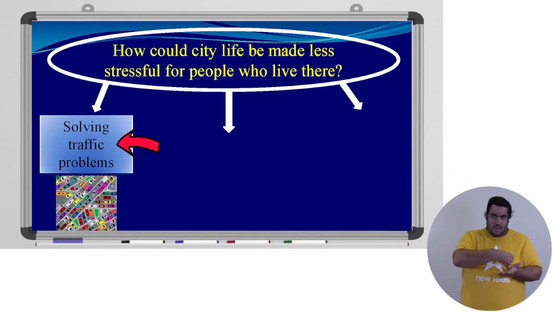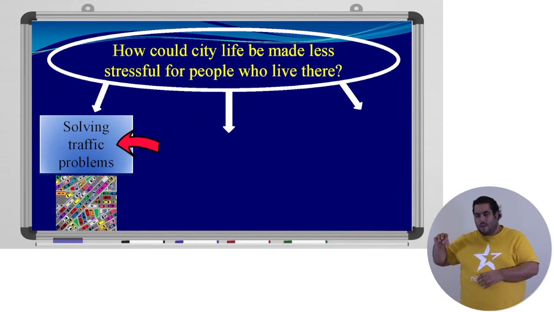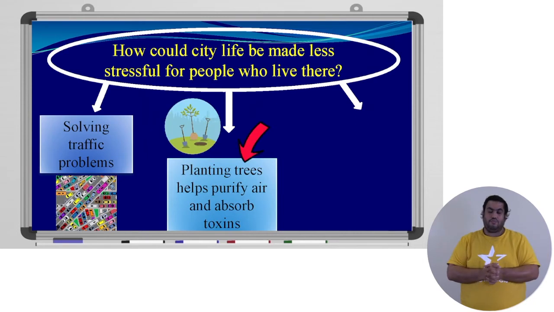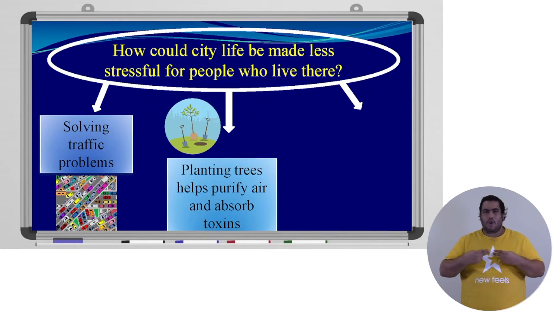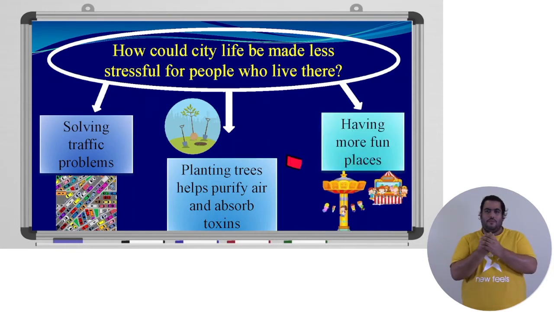Solving traffic problems. People don't like traffic, so we have to solve the problem. Planting trees. Planting trees helps purify the air and absorb toxins. And we can have more fun places to make it less crowded in the other places we already have. These are ways we can make it less stressful in the city.